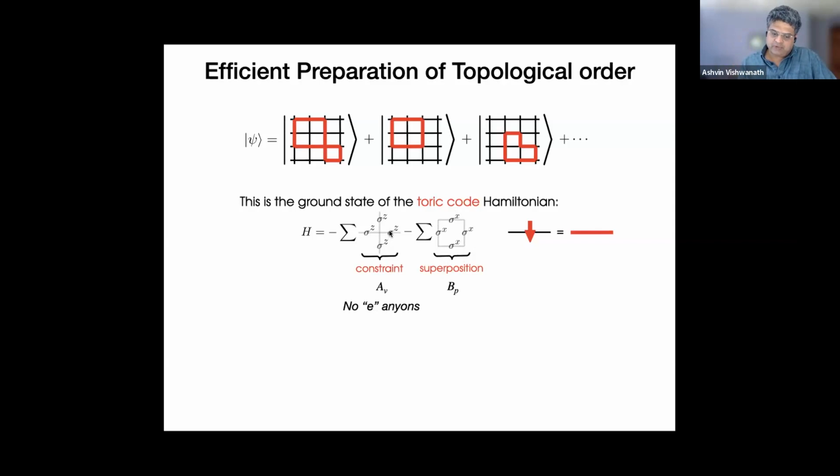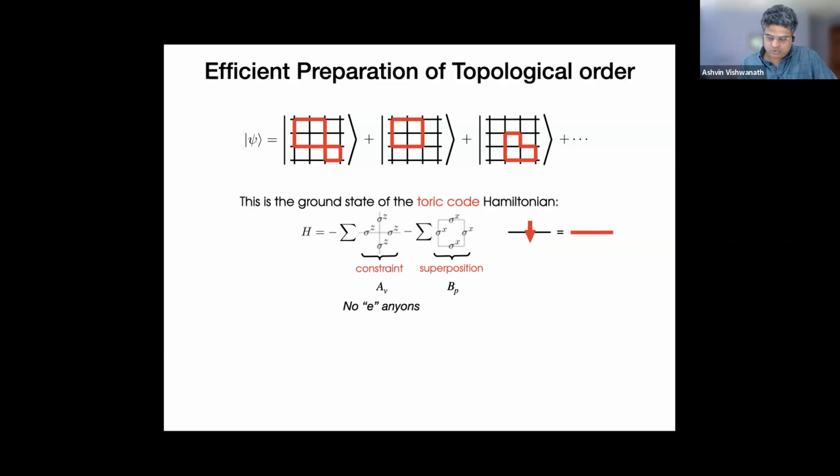And if you can clean them up and eliminate all these E anyons, you would have realized this closed loop configuration. Whenever you have an excitation of the E anyon, it implies that one of these lines has ended, and that is the defect that is taking you out of the ground state.